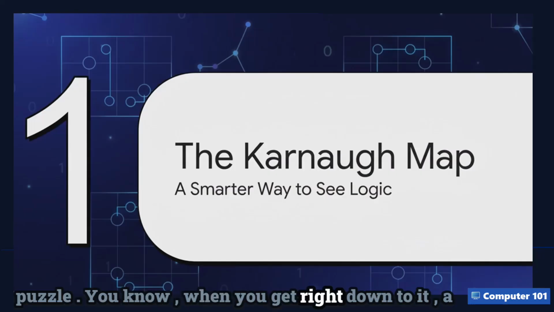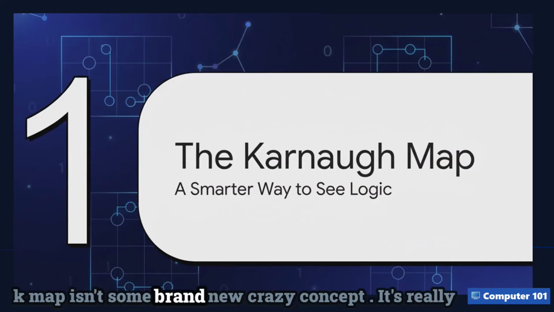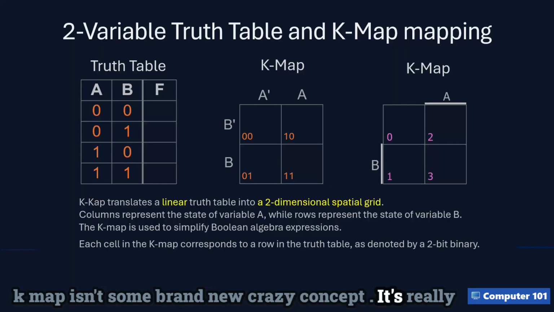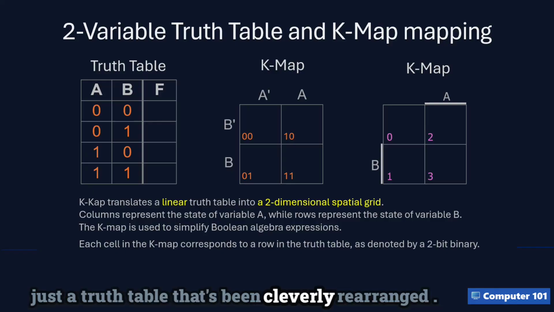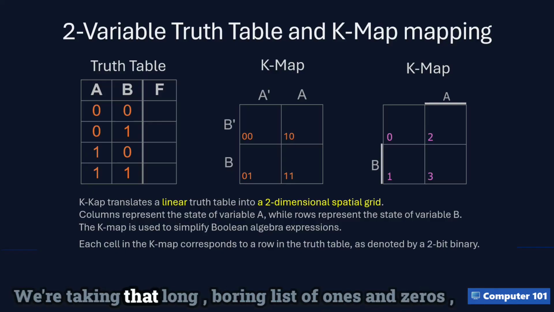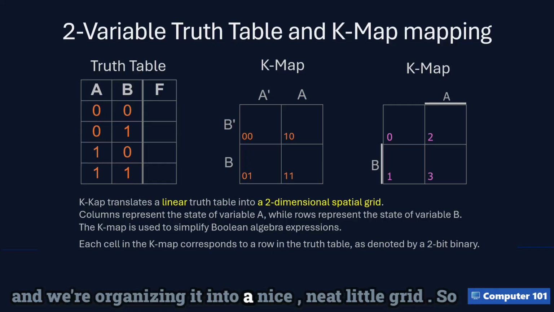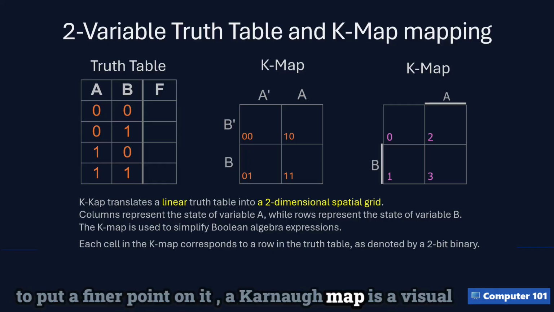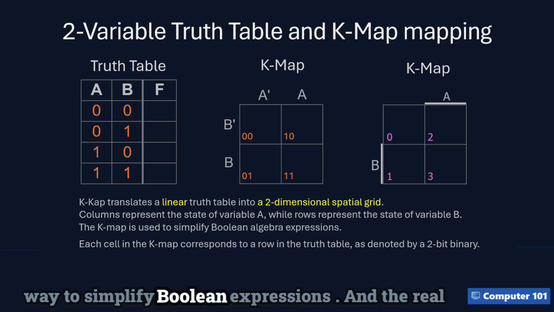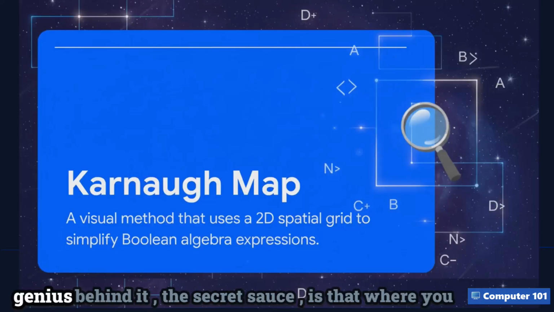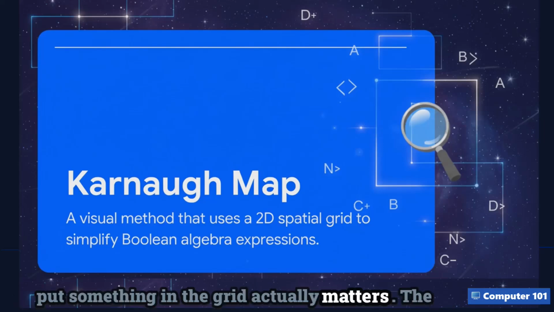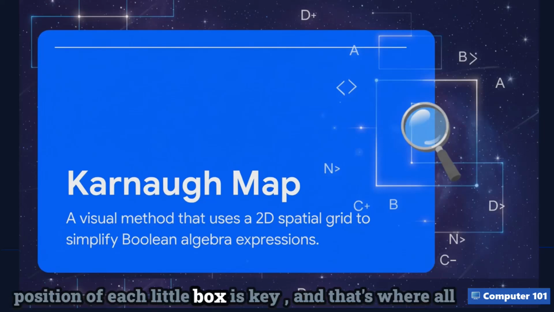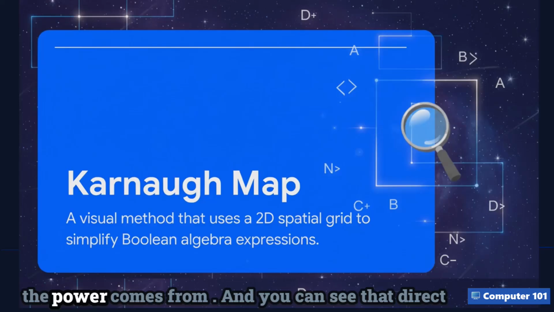You know, when you get right down to it, a K-map isn't some brand new, crazy concept. It's really just a truth table that's been cleverly rearranged. We're taking that long, boring list of ones and zeros, and organizing it into a nice, neat little grid. So to put a finer point on it, a Karnaugh map is a visual way to simplify Boolean expressions. And the real genius behind it, the secret sauce, is that where you put something in the grid actually matters. The position of each little box is key, and that's where all the power comes from.